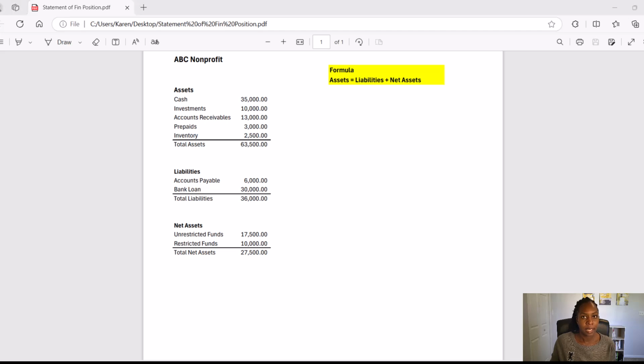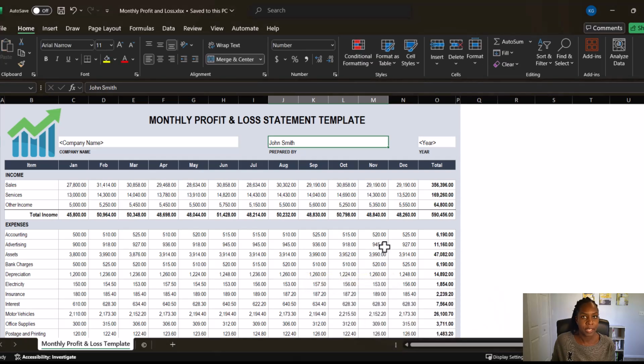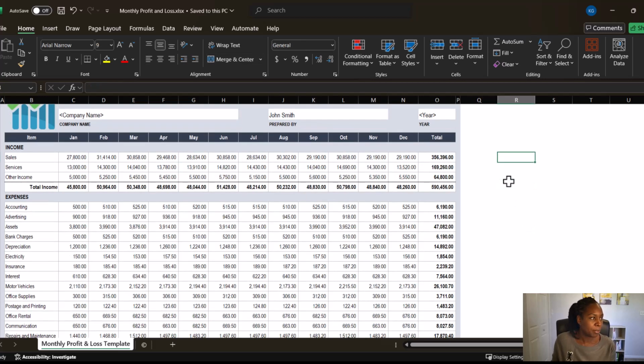Now the next thing you're going to want to do is go to your statement of activities, which is also referred to as the profit and loss statement. Review the statement of activities over several months and look at any trends. So let's pull up the statement of activities. Okay, and this is just a fictitious one. Again, I just found it on the internet. I'm just using it as an example.